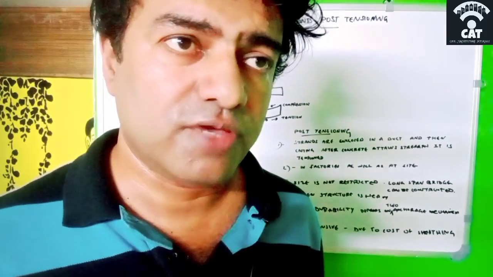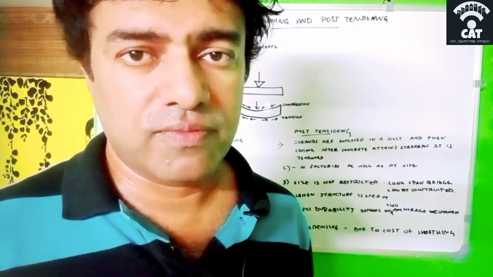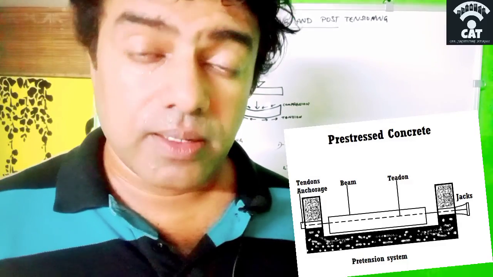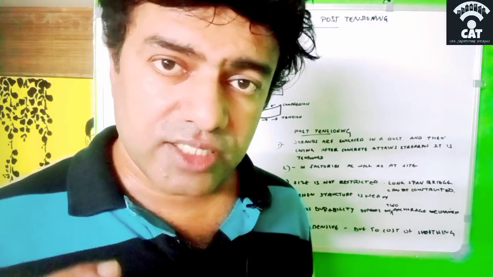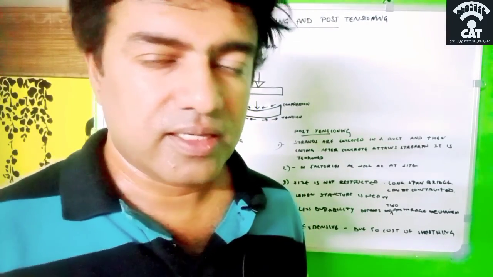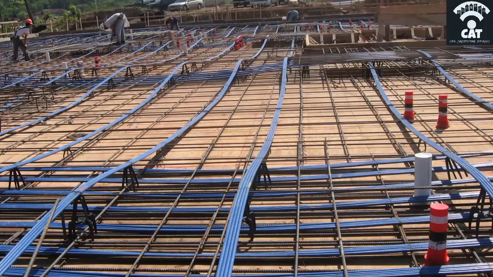And this is mainly done in factories, and it is done for small length, or means span. If the span is very small and if it is transportable, and if the crane is also available, then we are going for pretensioning. But post-tensioning is done in the case where the strands will be in sheathing. That means the strands will be in a duct-like thing which is called sheathing. And first this structure is done, and then the concrete is applied.